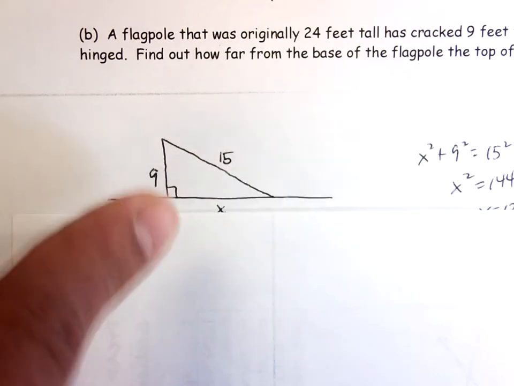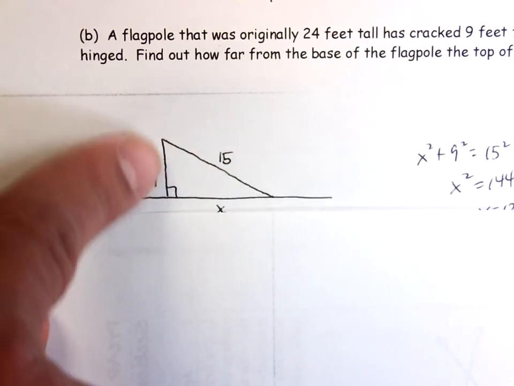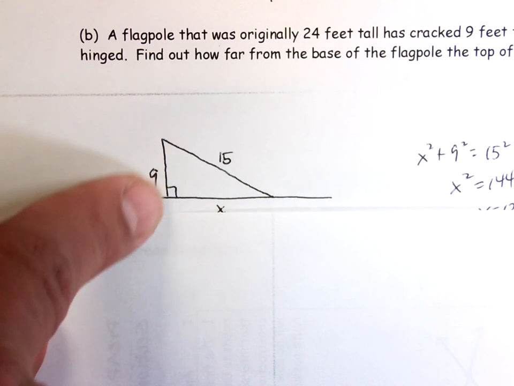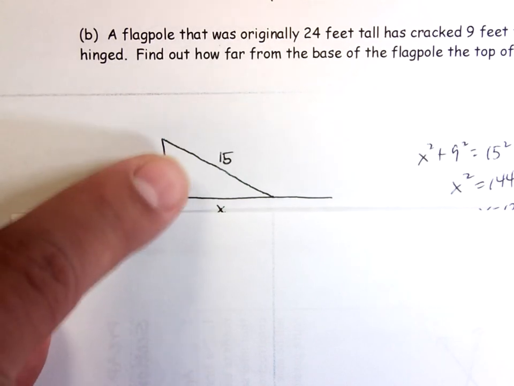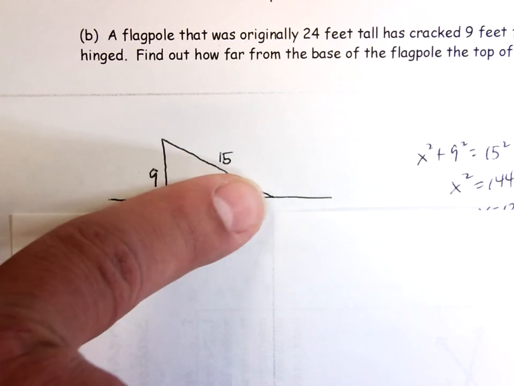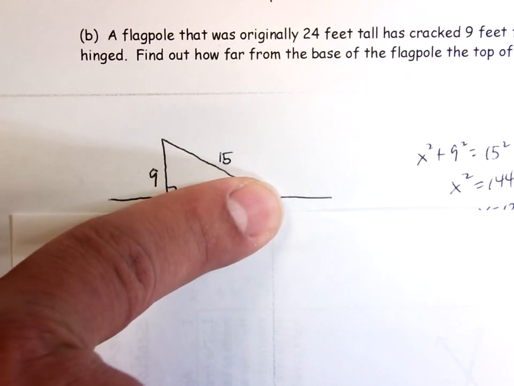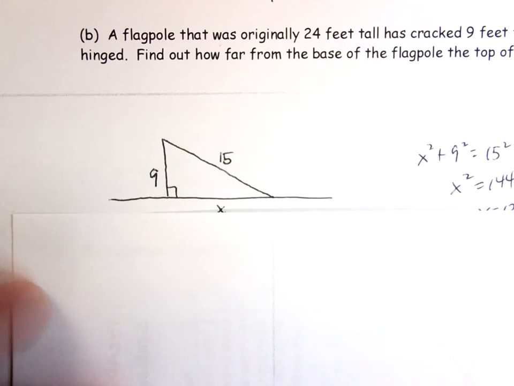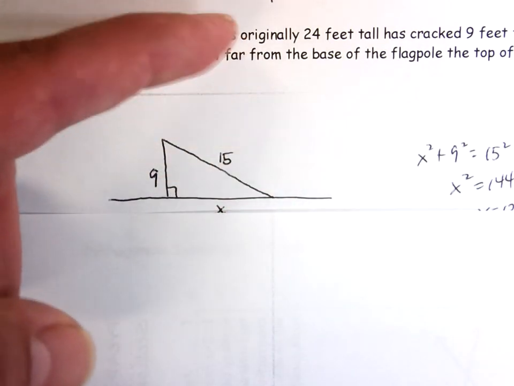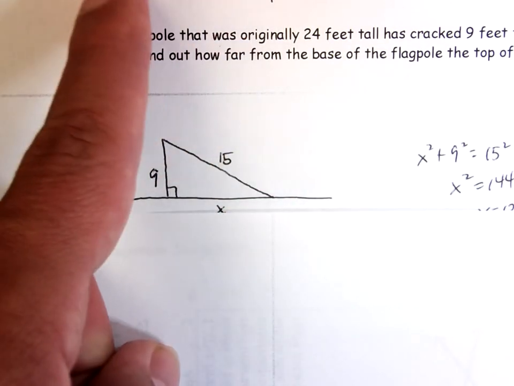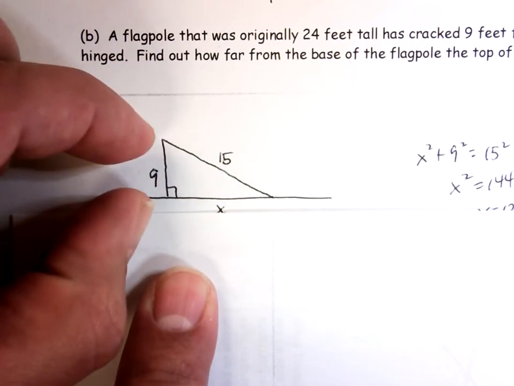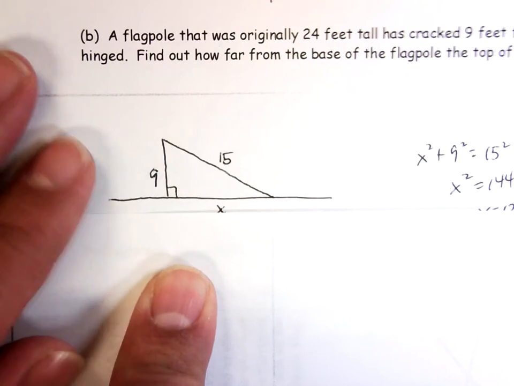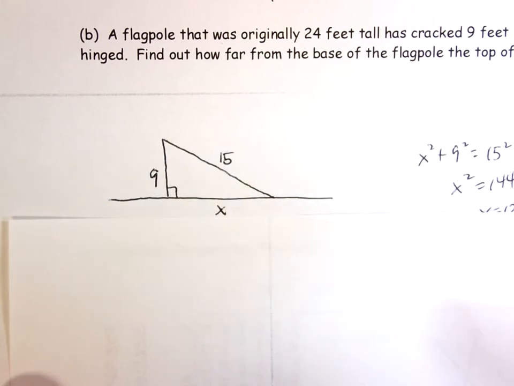So if that piece, the piece that's still sticking straight up, is 9 feet tall, because that's what it said, then the piece that's leaning over must be 15, if the flagpole was 24 feet tall. Because if I take this 15 and stand the flagpole back up, it should be 24 feet. But again, it told me that 9 feet was still standing and the rest of it was leaning over. So that's what my picture looks like. And it should recognize it.